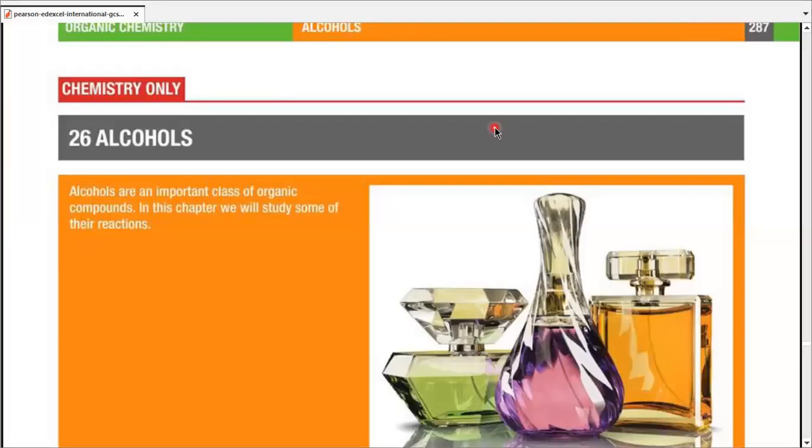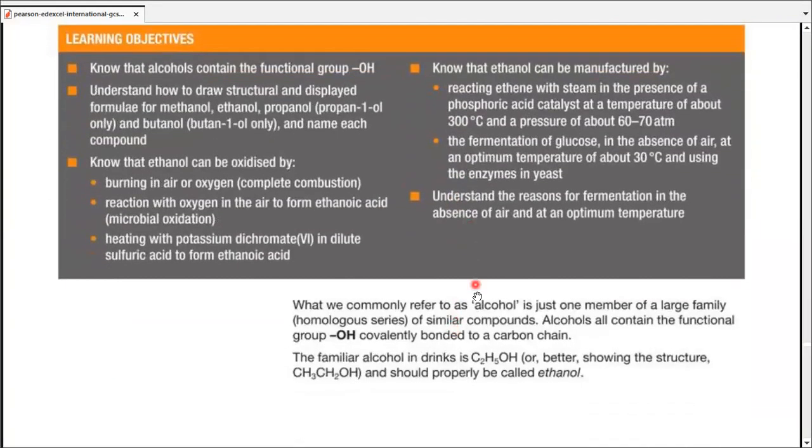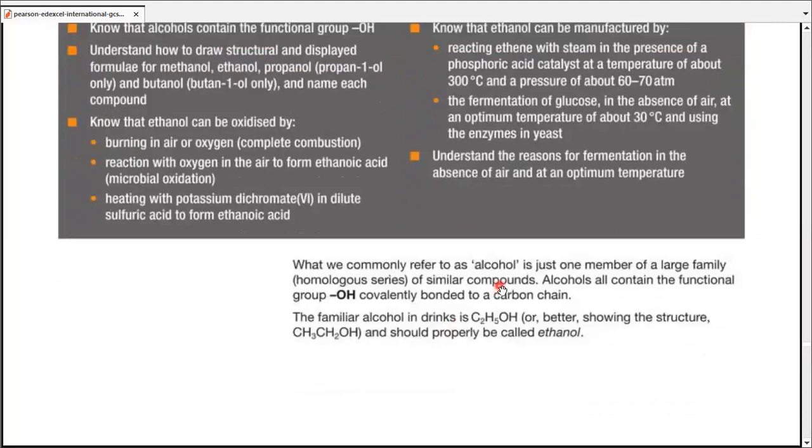Chapter 26, Alcohols. Alcohols are an important class of organic compounds, and as we just saw, we can easily form alcohols when we hydrate the alkenes at specific conditions. Now, when we commonly use the term alcohol, just one member of this very large family comes in front of us, and that is ethanol, which is C2H5OH. And that's because this is the only drinkable alcohol in the entire homologous series. This is the only drinkable one.